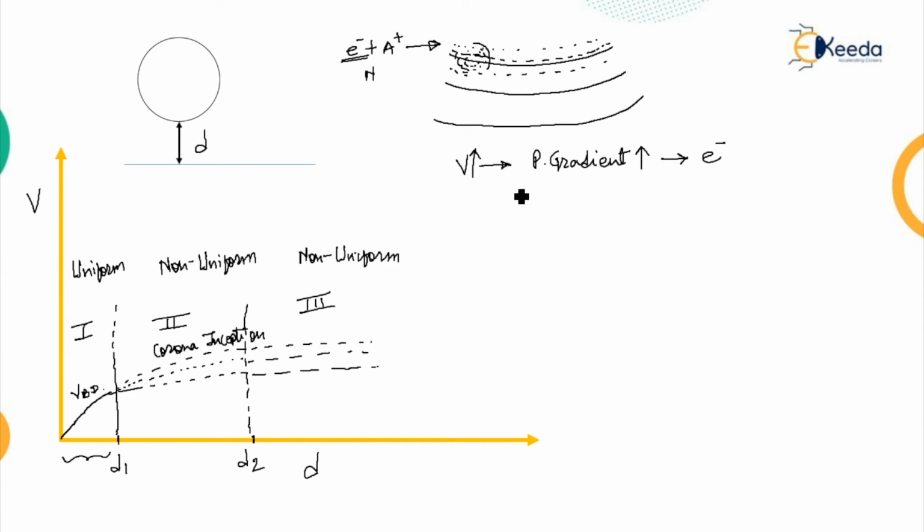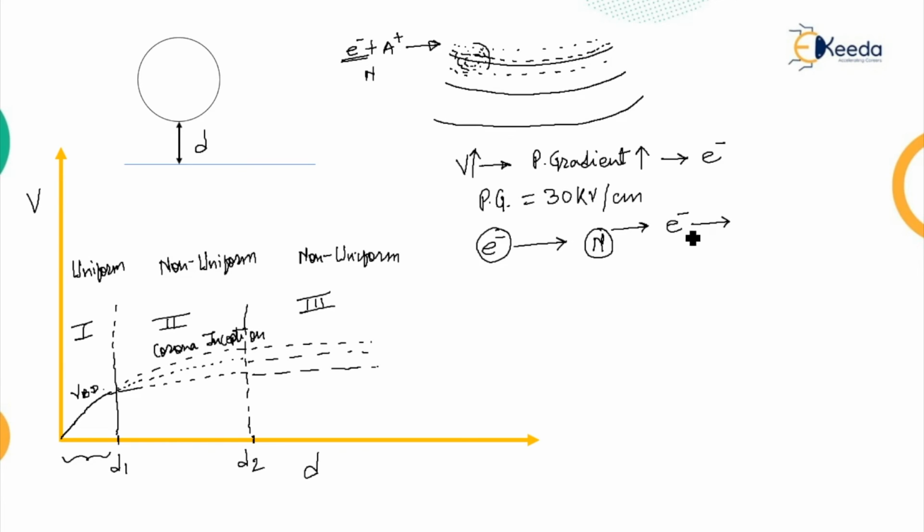Now, as this potential gradient reaches a value of say 30 kilovolt per centimeter, the velocity acquired by the electrons is sufficient to strike the neutral molecules. When an electron strikes a neutral molecule with enough force, that molecule dislodges one or few more electrons. This produces another ion with one or more electrons, and these electrons move towards one side with the positive ion on the other.